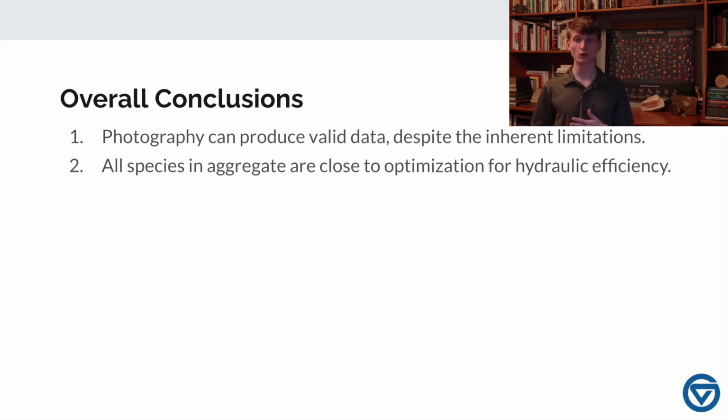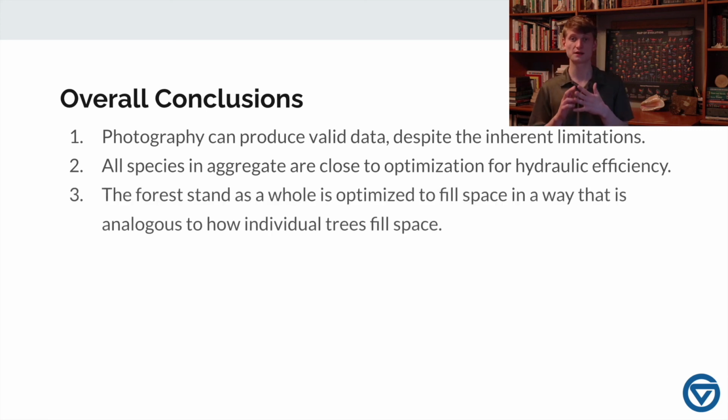Third, the forest stand as a whole is optimized to fill space in a way that is similar to how an individual tree fills space. And that's not necessarily due to straight biological factors. That is because they're trying to perform similar tasks. They're trying to capture as much sunlight as possible. And so due to physical properties of the universe, they optimize similarly, even though one is looking at an individual tree at a branching point, and one is looking at the distribution of mass in an entire forest. I think that is kind of wild and fascinating, and I'm still trying to wrap my head around it.